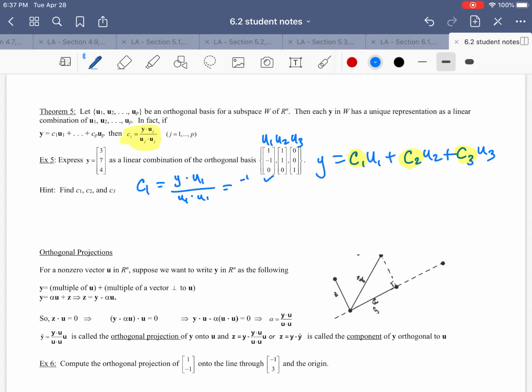So that would get me 3 minus 7, so that's negative 4, over u1 dot u1, which is like 1 plus 1, so that's 2, so negative 2. So I have found out that y equals negative 2 u1.